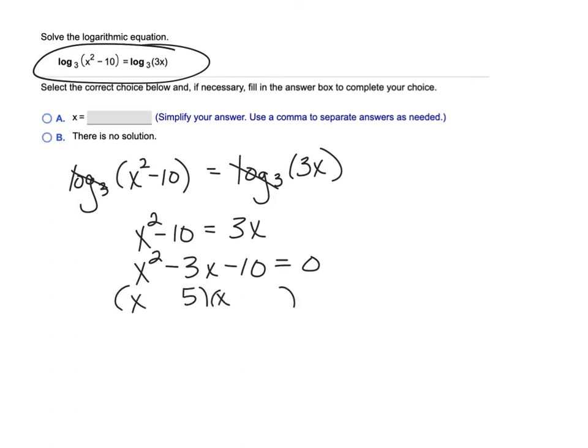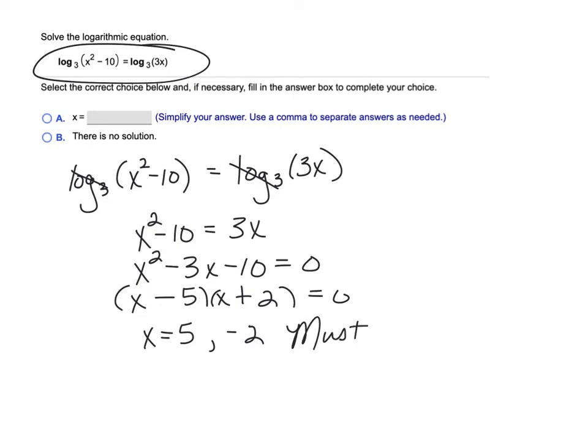Okay, let's see, 10 is 5 times 2. And it does factor, so we get 2 possible solutions. X could be 5 and negative 2. Okay, this brings up a good thing here. We have 2 possible answers.